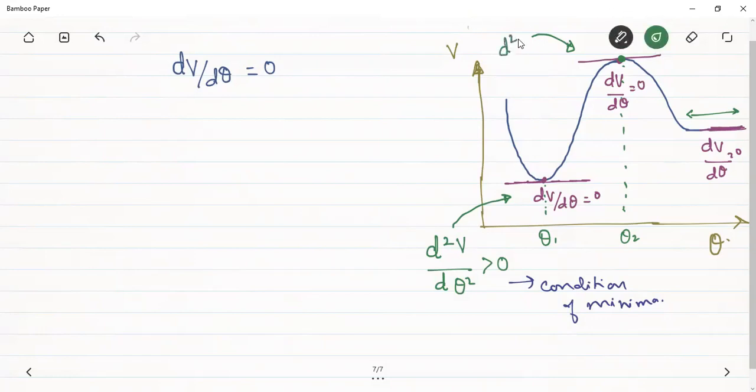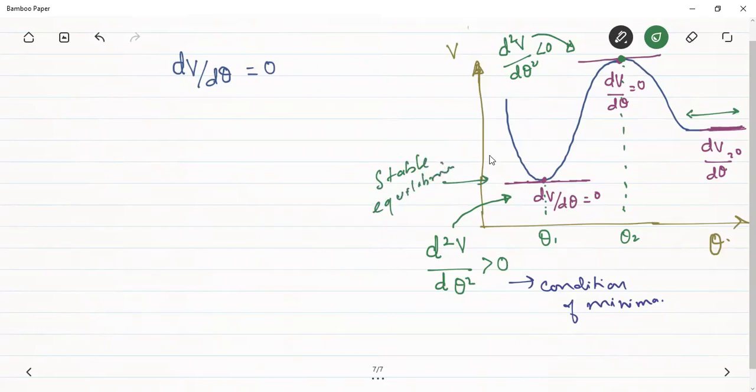From basic calculus, we know that the second derivative of the potential energy function with respect to theta should be less than 0. That is, it should be negative here and it should be positive here. For the condition of minima, this derivative should be greater than 0, because the minimum potential energy corresponds to stable equilibrium. So this condition is actually the condition for stable equilibrium.